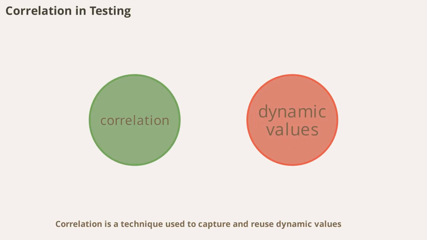Correlation is a technique used to capture and reuse dynamic values, such as session IDs or tokens, from previous responses. This is especially important for applications that generate unique values for each session. By extracting these values and using them in subsequent requests, you ensure your tests remain valid and realistic.